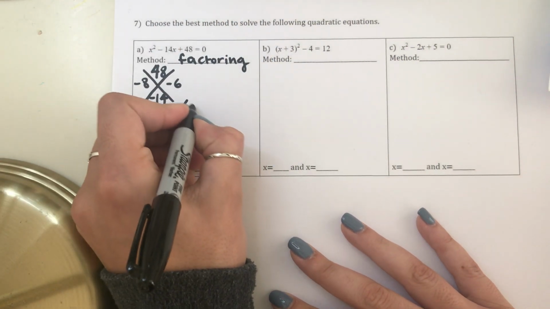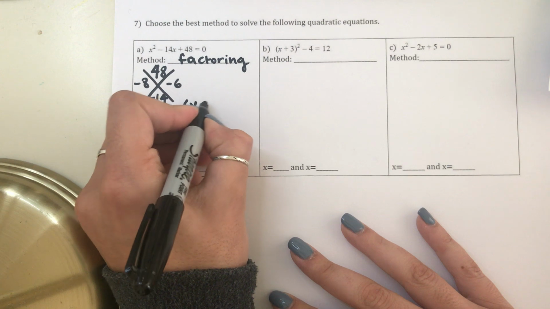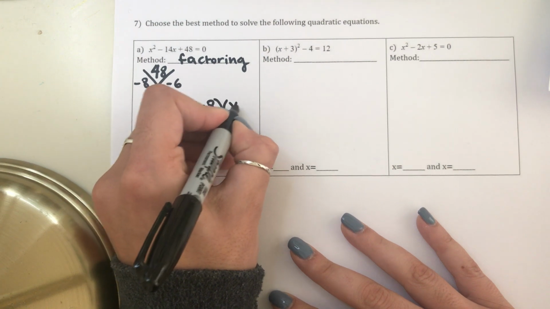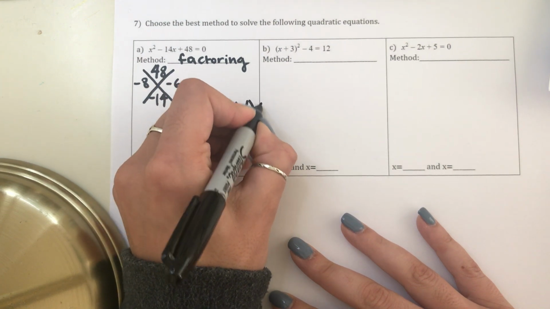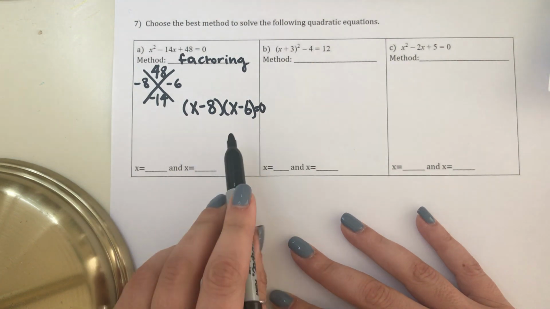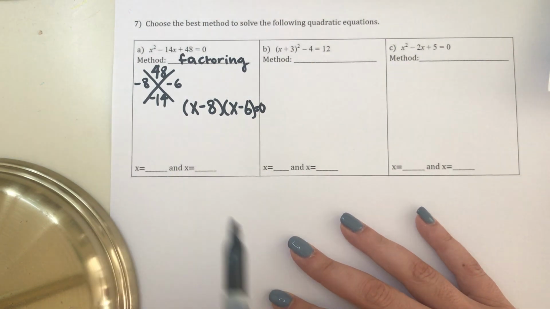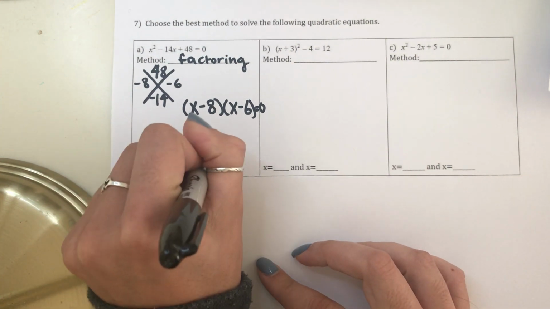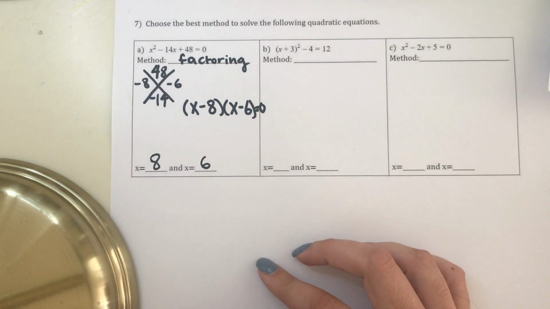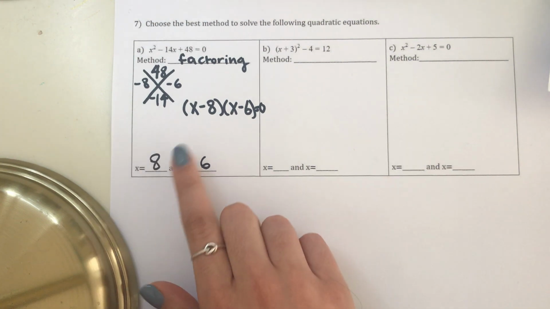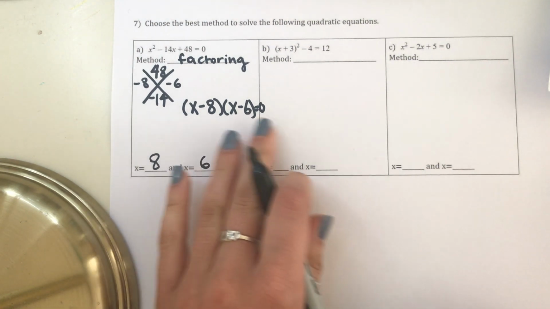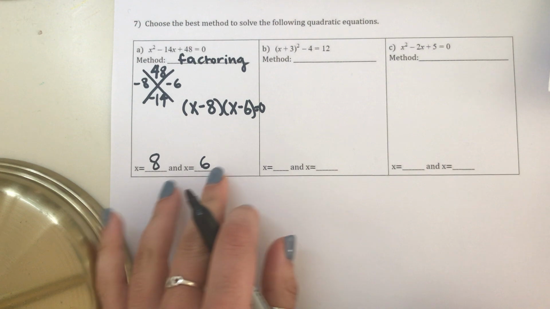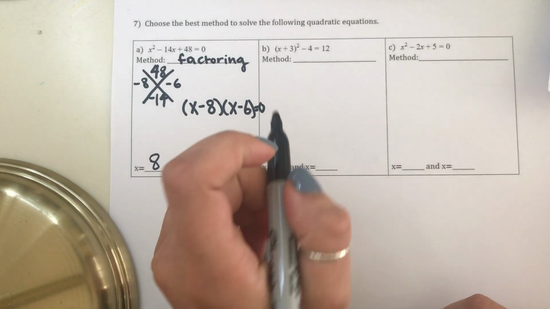Now I'll write the equation in factored form. And I'm not quite done. I need to write my x-intercepts, which are going to be positive 8 and positive 6. Now, if you'd like, you could write a little sign here to tell yourself, flip the signs. Remember that it's going to be the opposite signs.